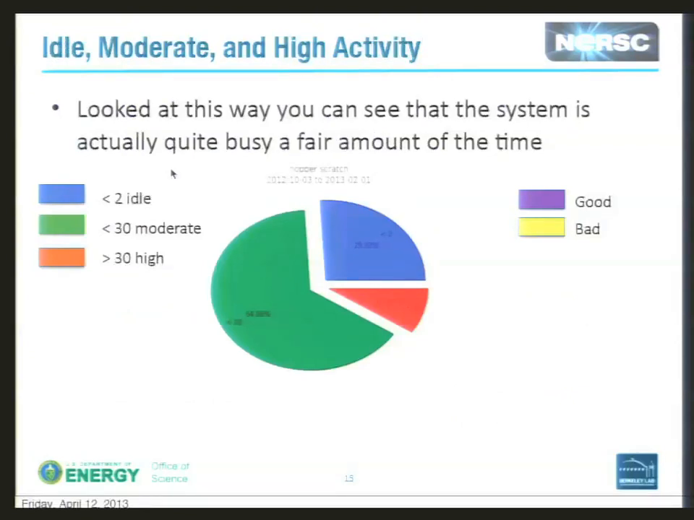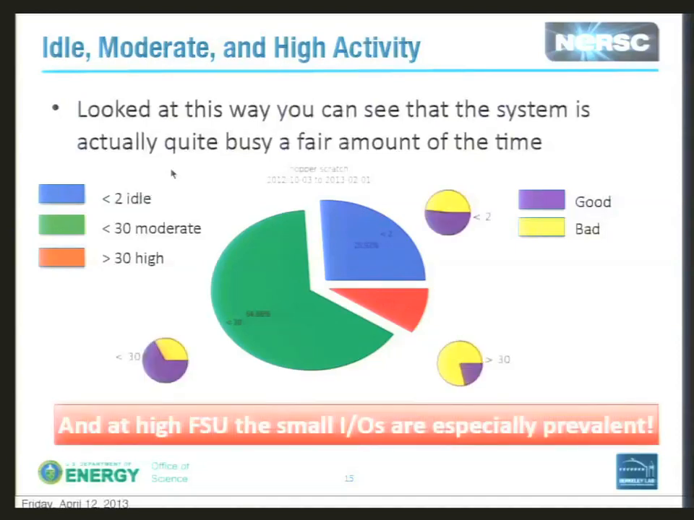The blue is for that first bin, 2%. The red is for when you're above that cutoff of 30. And then the green is anything in between. And then you can also, for each of those pie slices, go back and say, well, for that pie slice, when it was really busy, what was the breakdown between good IOs, the 1 megabyte IOs, and how many of them were the little IOs? And that's these 3 little pie charts.